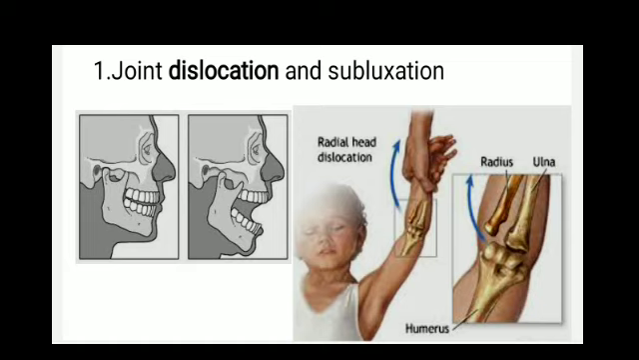Dislocation of joints. Dislocation means the articular surfaces can slip out from the joint capsule sometimes. The most commonly dislocating joint in our body is the shoulder joint. And also in children, sometimes subluxation can happen. What is subluxation? Subluxation is partial dislocation. The best example of a commonly subluxating joint is the elbow joint in children.